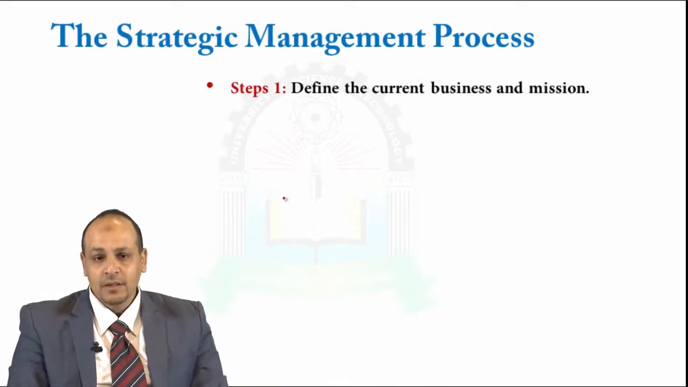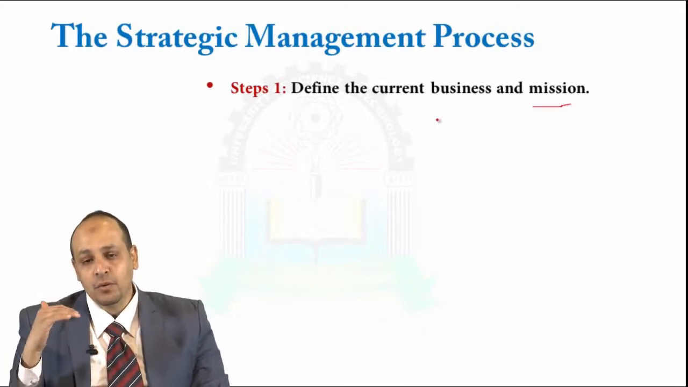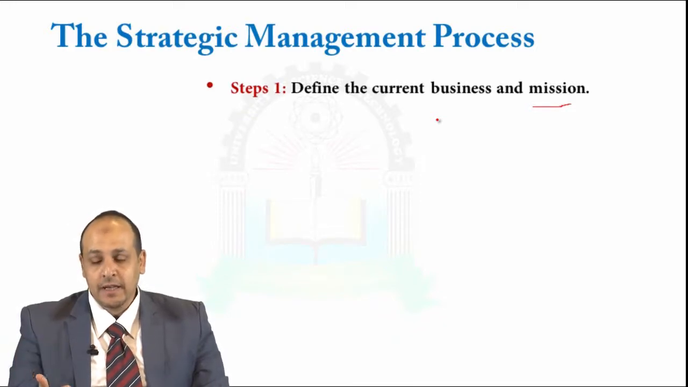Step number 1, we need to define the current business and mission here. As you said before, we have to have a goal through which other steps can follow, so that we define the kind of strategy based on such goals. We cannot actually achieve the strategies without the goal being clear. That is why we talk about SMART objectives.